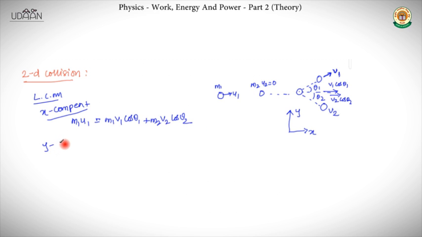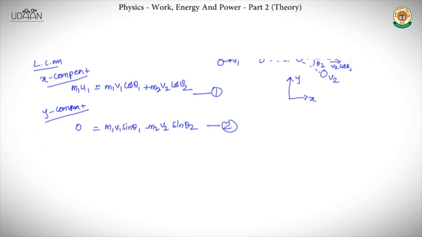And in a similar way for the y component, initially there is no velocity in the y direction for any of the bodies, so the initial momentum on the y component is 0, that is equal to m1 v1 sin theta 1 minus m2 v2 sin theta 2. Naming these equations as equation 1 and 2, by getting these two equations and considering it as an inelastic collision or elastic collision, we solve the two-dimensional collision problems.